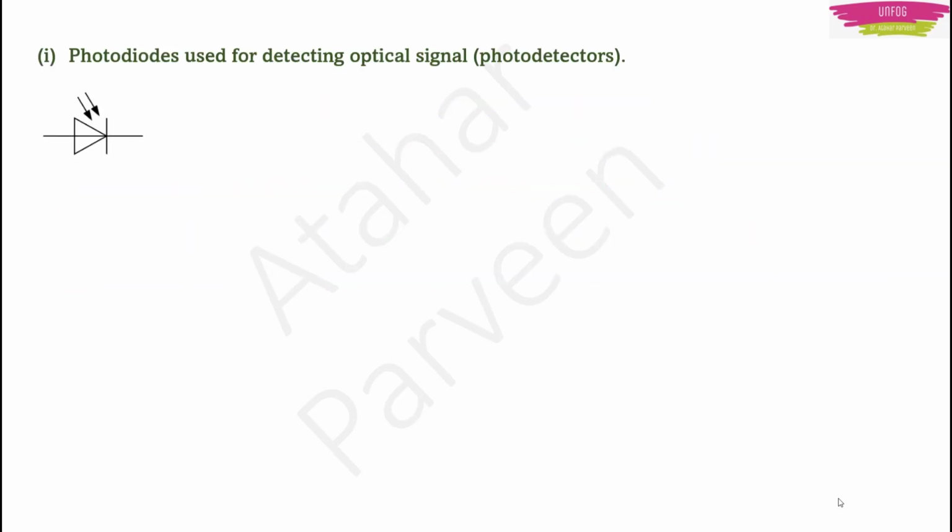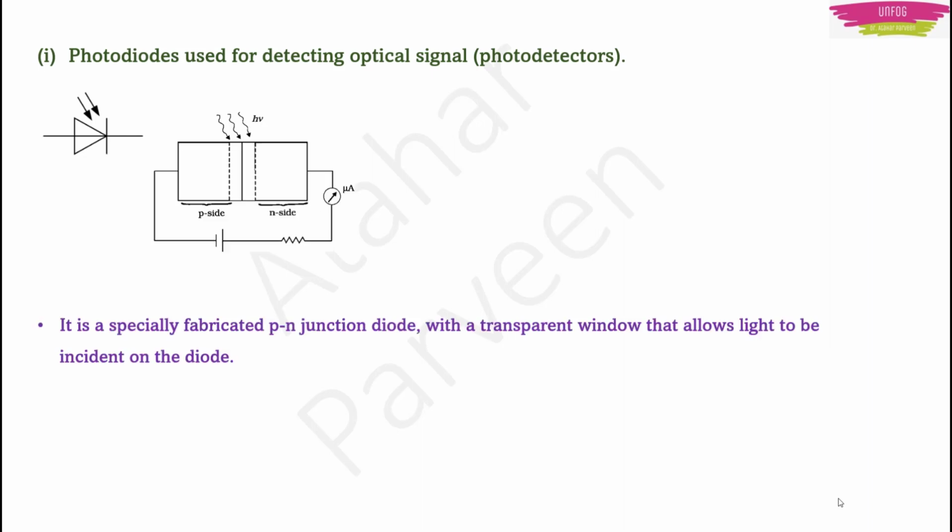First, let's talk about photodiodes. These photodiodes are used for detecting optical signals. They are also known as photodetectors, and this is the symbol. There is a PN junction diode and then the two arrow marks indicate that light is falling on that PN junction diode. Now, what is the simple difference between the PN junction diode and the photodiode? Basically, a photodiode is a PN junction diode only, but it is specifically fabricated with a transparent window in the place of the depletion region. That transparent window will allow the light to be incident on the diode.